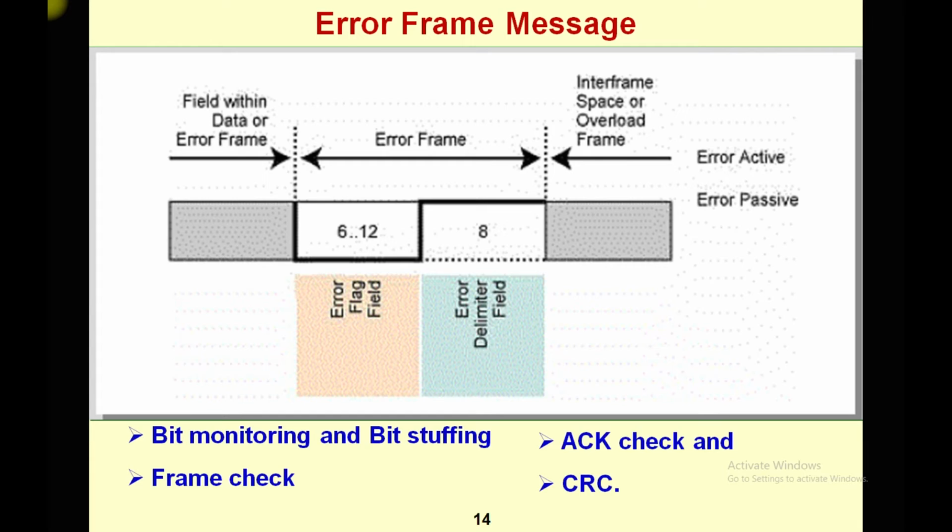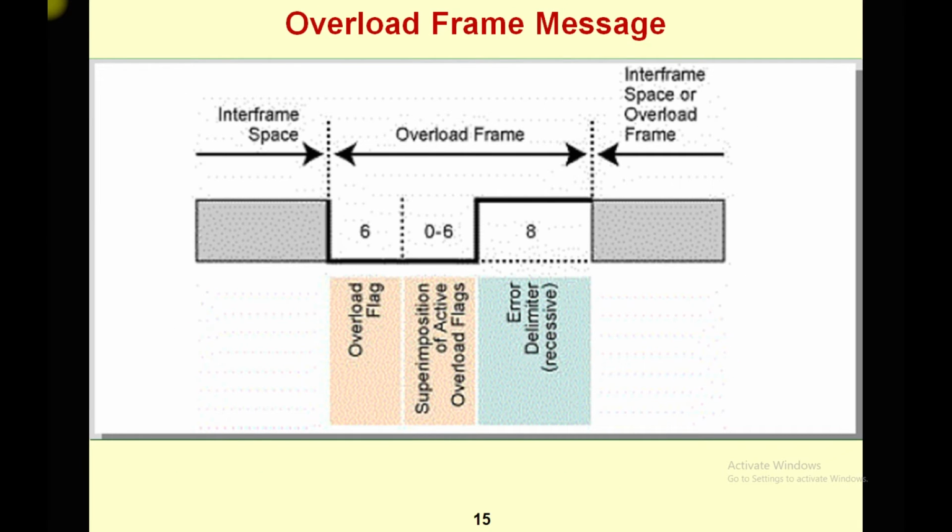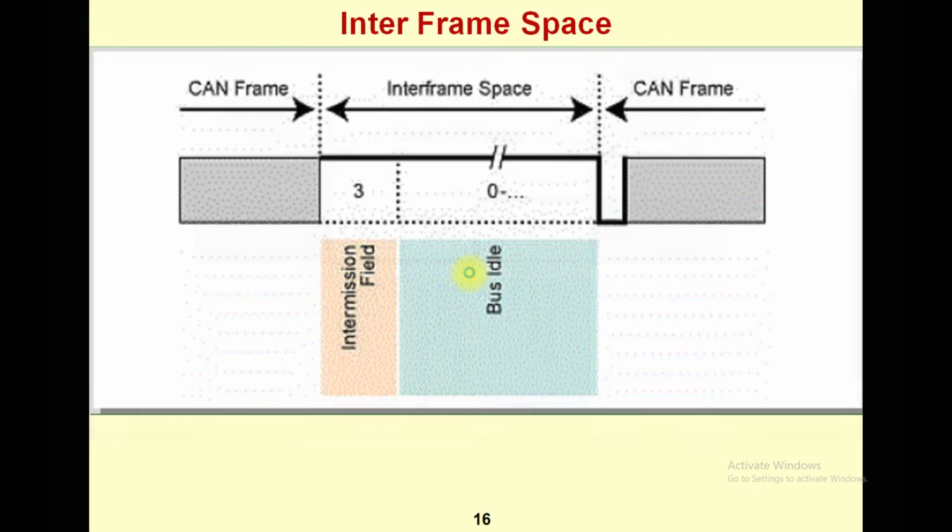Transmitter and receiver will discard the corresponding messages, and the transmitter will understand I have to retransmit this particular data once again. And if a node is too busy and wants some more time to do some other work, it can send the overload frame and request all other nodes not to transmit data for a while, as we see here on the screen. So the overload frame is also 6 flag bits, then 0 to 6 flags of 0, and then 8 error delimiter recessive bits as shown here. This is called the overload frame.